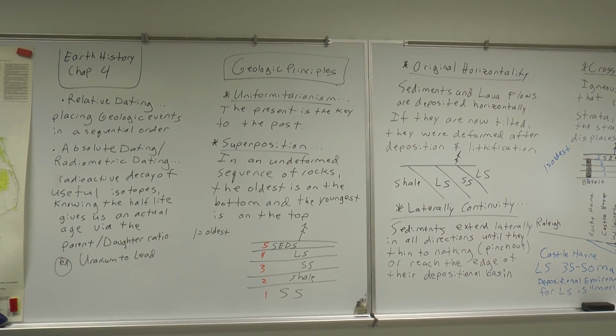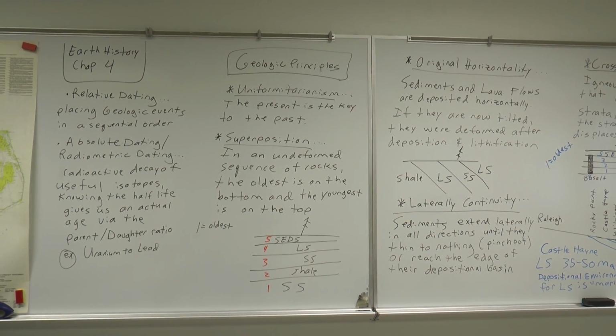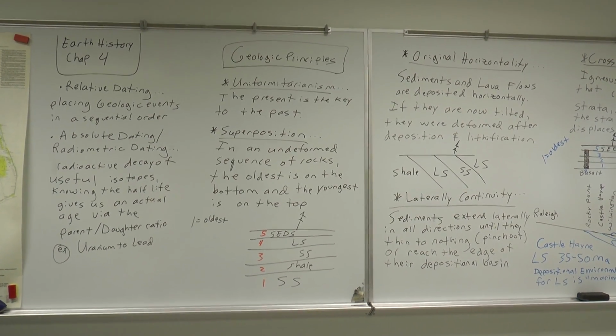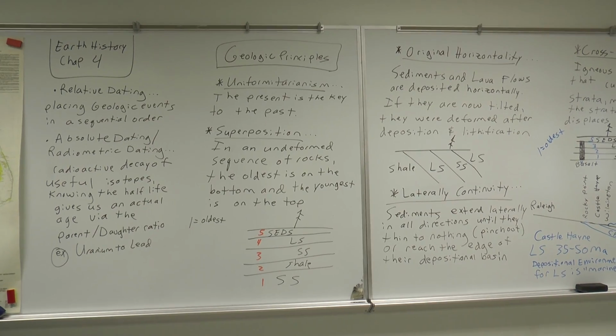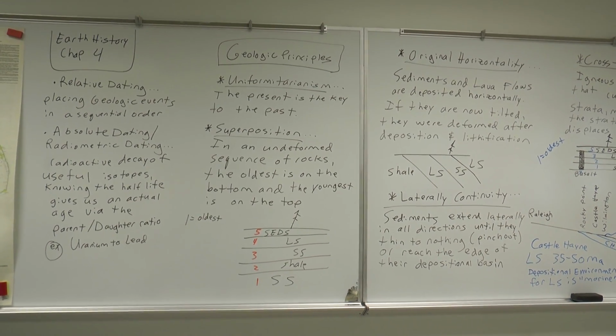All right, next one, superposition. Now we start new ones that you haven't seen yet. Okay. This states that in an undeformed sequence of rocks, meaning they have not been tilted or folded, they haven't been deformed, we know that the oldest rock is on the bottom and the youngest rock is on the top.